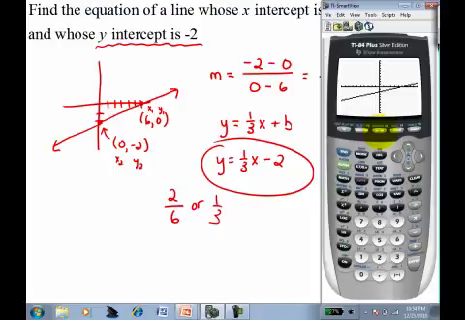then what I can do is I can choose zoom box, and what I want to do is move the cursor to right around where 6 would be. And then hit enter.